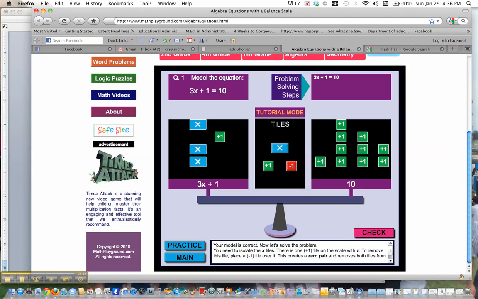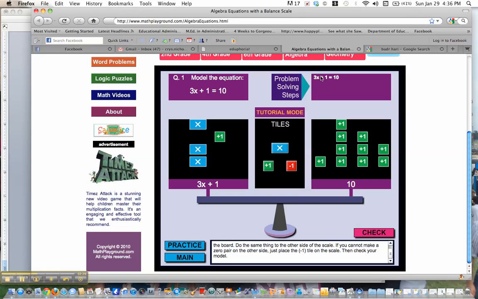Now let's solve the problem. You need to isolate the x tiles. That means get them alone. There's one plus 1 tile on my scale that has the x. So to remove this tile, I need to add a minus 1. That creates a 0 pair, which means I can remove both tiles from the model. So, just like when we did integers, we want to create 0 pairs. The thing is that since they're on different sides of the scale, we can't do anything with both of them.